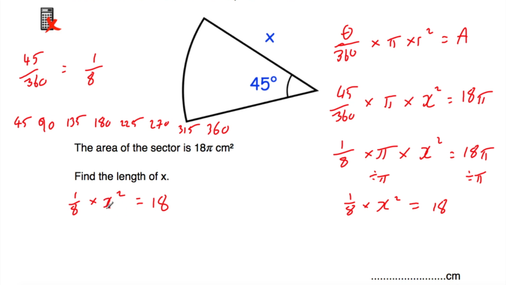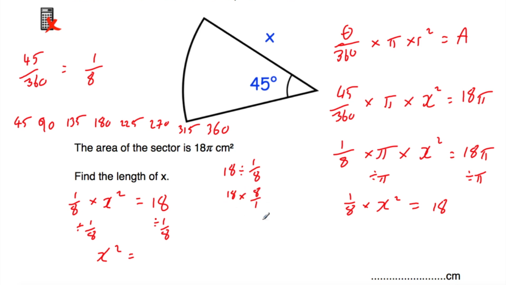Now we want to get the x squared on its own. We want to get rid of this multiply by an eighth. So to get rid of it, we're going to divide both sides by an eighth. If we divide the left hand side by an eighth, we're just left with x squared, and that's equal to 18 divided by an eighth. 18 divided by an eighth is the same as 18 multiplied by the reciprocal of an eighth, which is 8 over 1, or 8. So we just need to do 18 times 8.